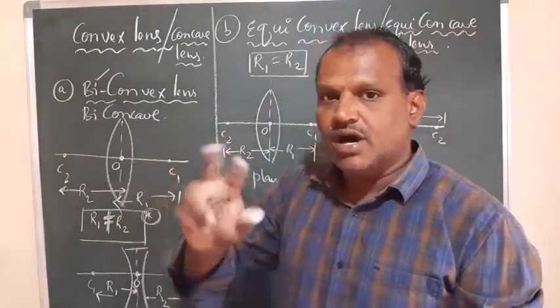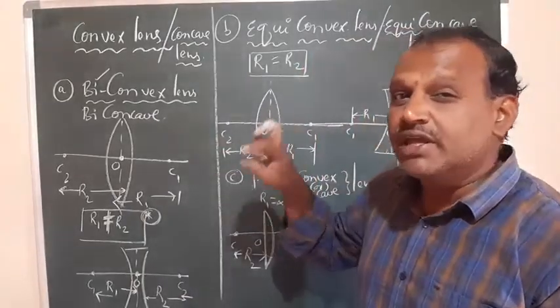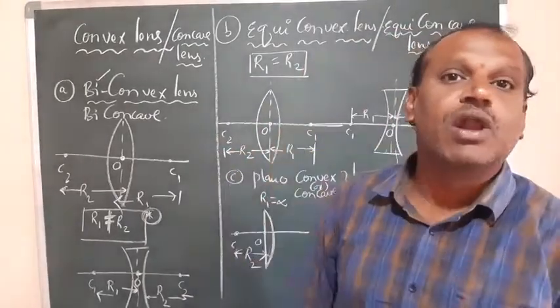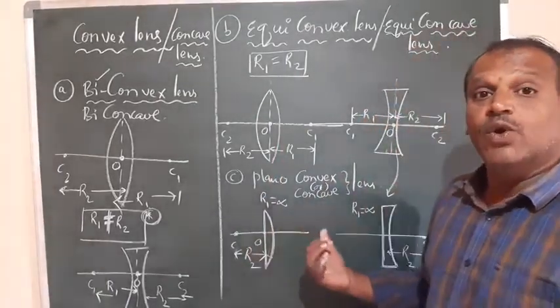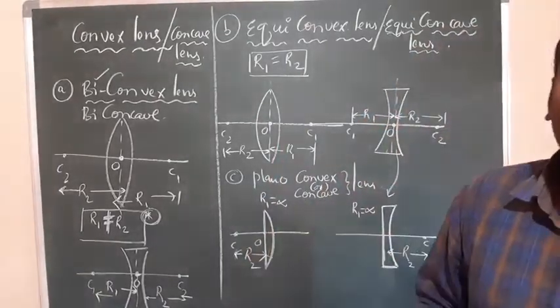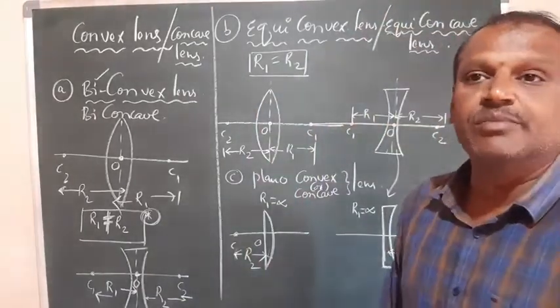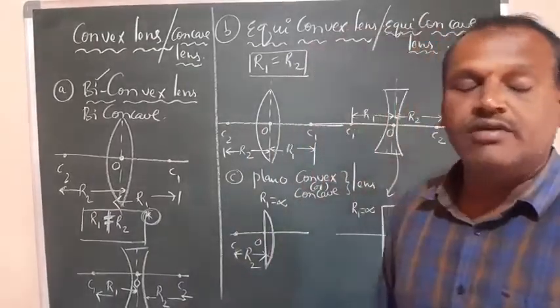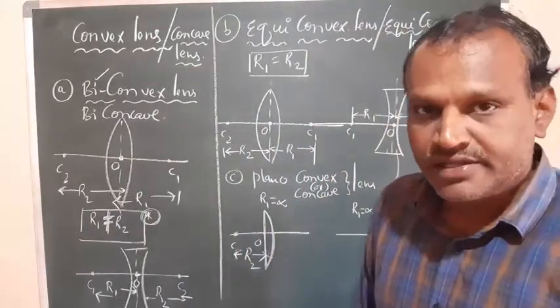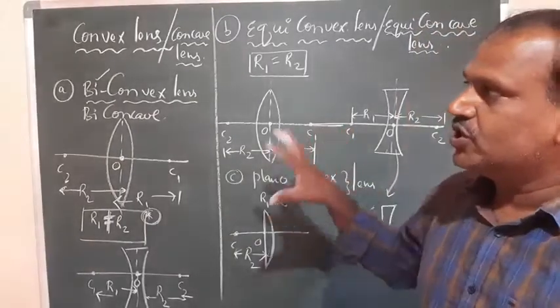Biconvex: bi means R1 and R2 are not equal. Equiconvex or equiconcave: any type of lens, but their radii of curvature are equal, R1 is equal to R2. And similarly, you have the plano-convex or plano-concave. Plano means one of the surfaces is plane, so that its radius becomes infinity. Then you can call those lenses plano-convex or plano-concave lenses. That is another type, right? So you have to remember this information.